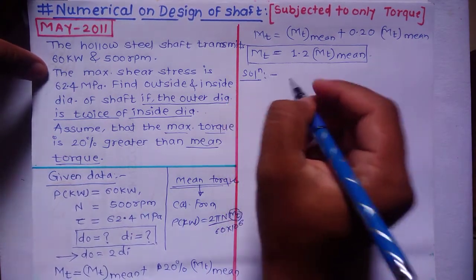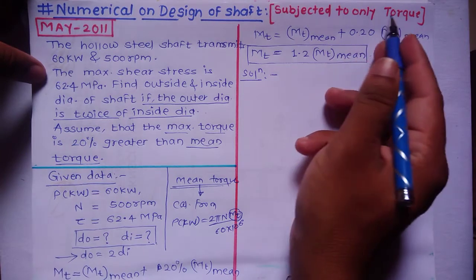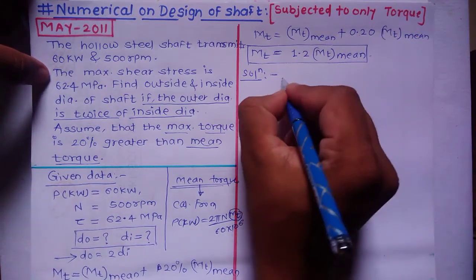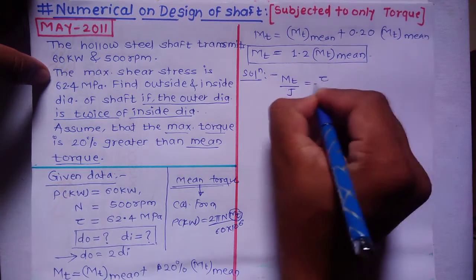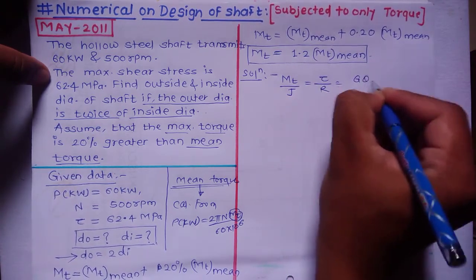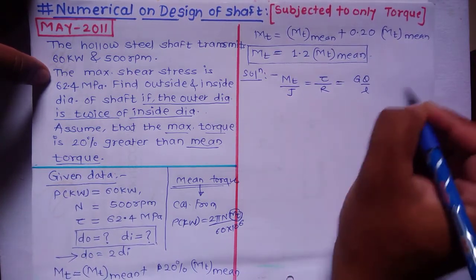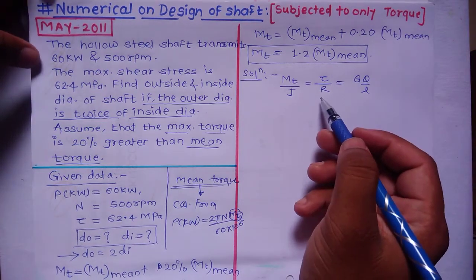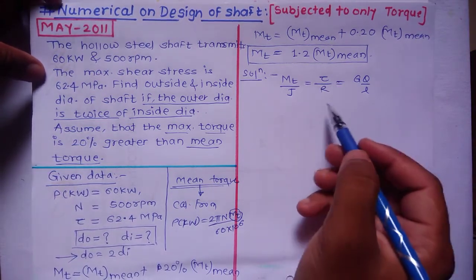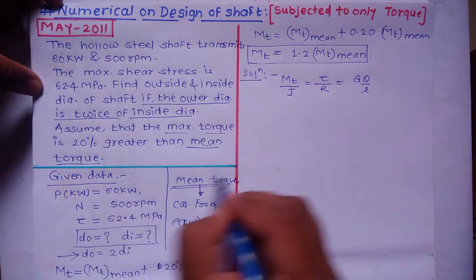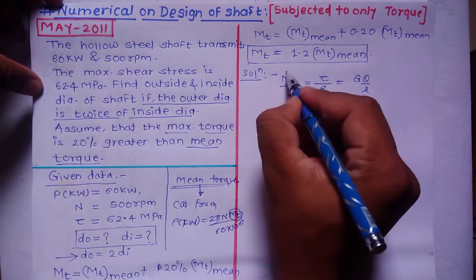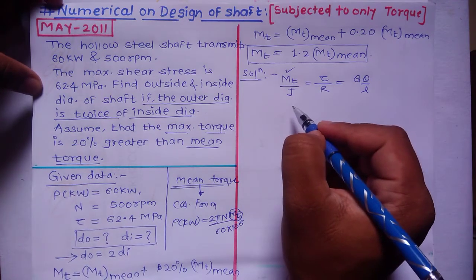already I have explained to you, when the shaft is subjected to only torque or torsional moment, we have to use this relation: Mt upon J is equal to tau upon r is equal to G theta upon L. Now we have to see which two relations are applicable for us. As power is given, that means we can calculate torque Mt. That means this Mt upon J ratio is useful for us.